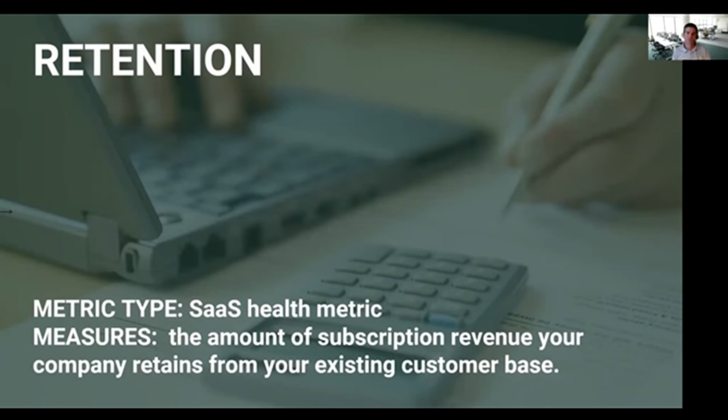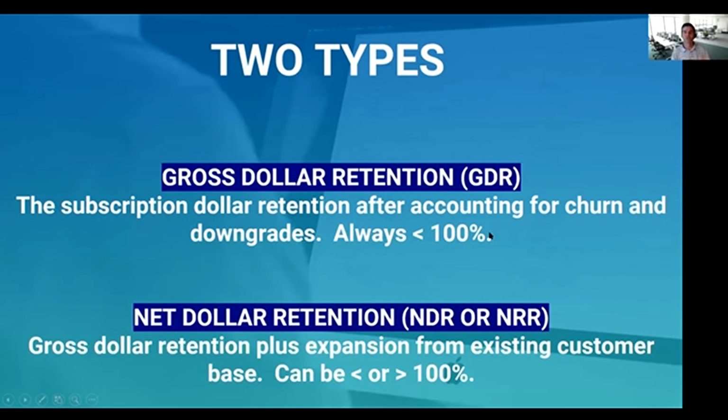Our retention is the amount of the subscription revenue that you retain from your existing customer base. And I do want to point out, there are two types of retention that we measure. One is gross dollar retention. That's the dollar retention after accounting for churn and downgrades only. So just our existing customer base and how much we retain from them. The next step is net dollar retention, or NDR or NRR, or even when we talk about net negative churn. In this case, we look at our churn and downgrades plus the expansion from our existing customers. That's where it can push us above 100%. Whereas GDR, gross dollar retention, is always going to be less than 100%. So two important numbers to measure.